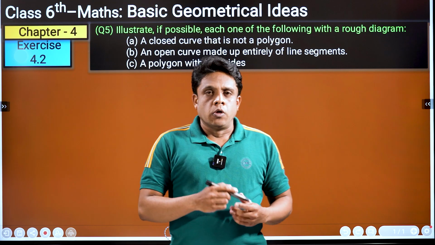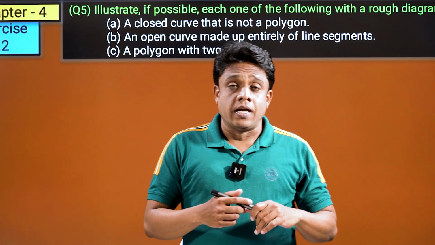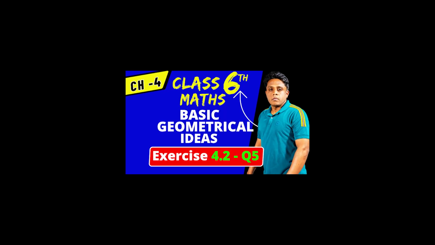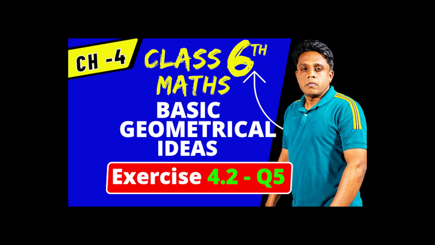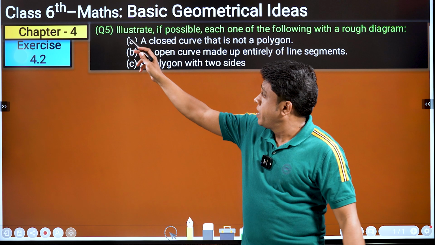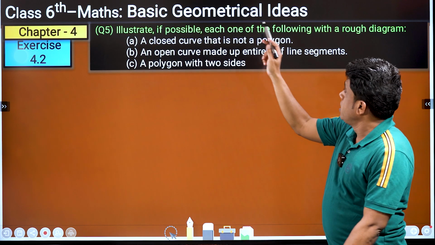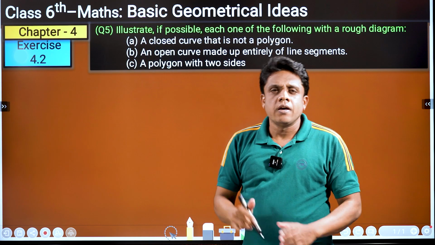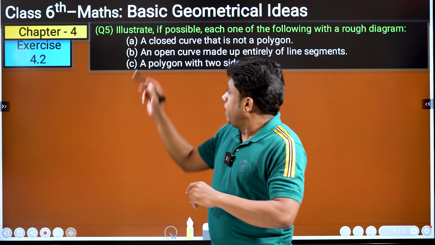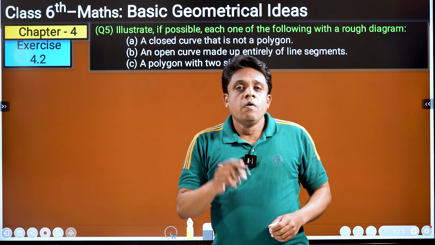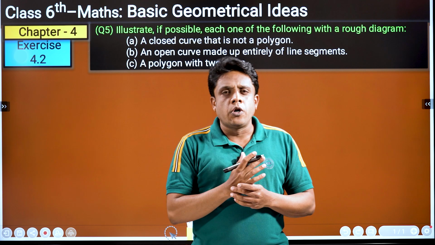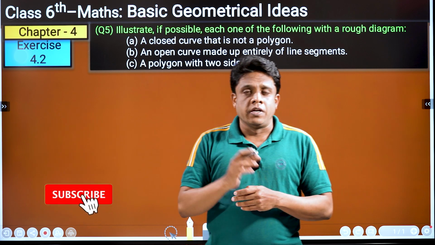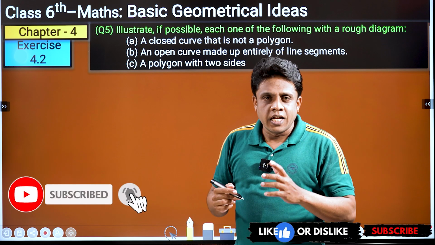In this video, I'm going to solve question number 5 from exercise 4.2. The question is: illustrate, if possible, each one of the following with a rough diagram. That means we have three statements. For each statement, we need to draw a diagram that satisfies it. So let us take them up one by one.